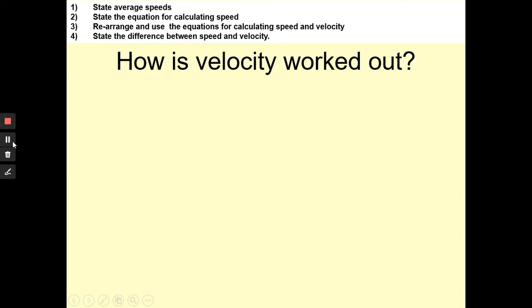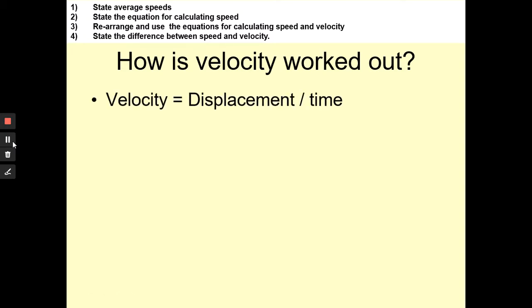So how is velocity worked out? I want you to look very carefully at this equation. What is different compared to the speed equation? So have you noticed? Instead of saying distance, it says displacement. And that's because displacement is a vector quantity. And when you divide it by time, you get a vector velocity quantity. So those two things are linked together.